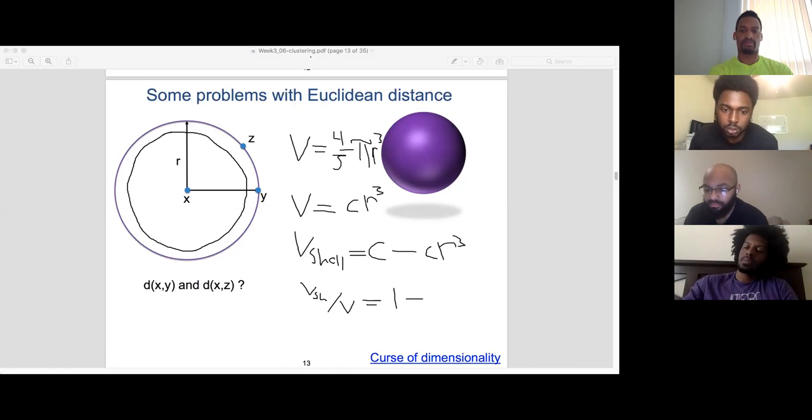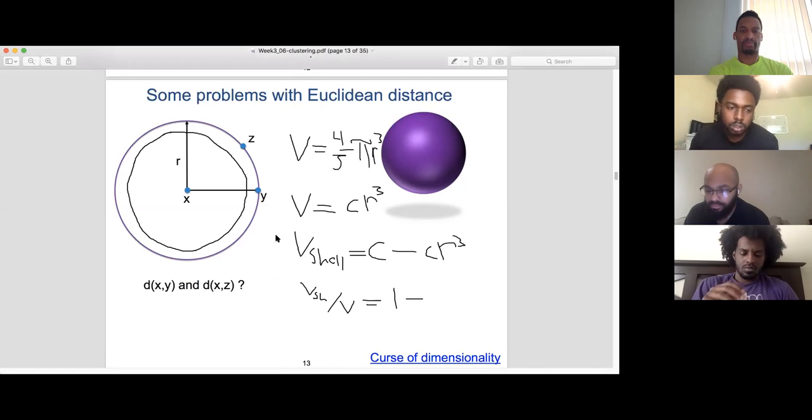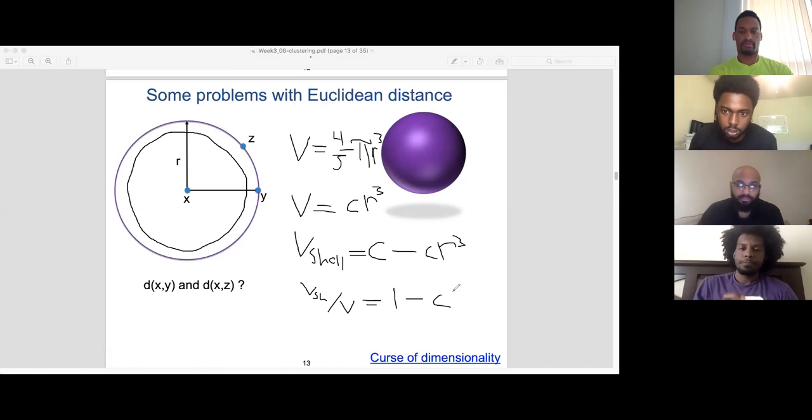Okay, so we're going to generalize it to 1 minus C r^D, and where D represents the dimensionality of your data set, right? So we have three-dimensional space here, so we end up with D being 3. And when you go ahead and calculate this, you end up with a pretty low percentage, like, I don't know, 15. I don't actually remember the exact value.